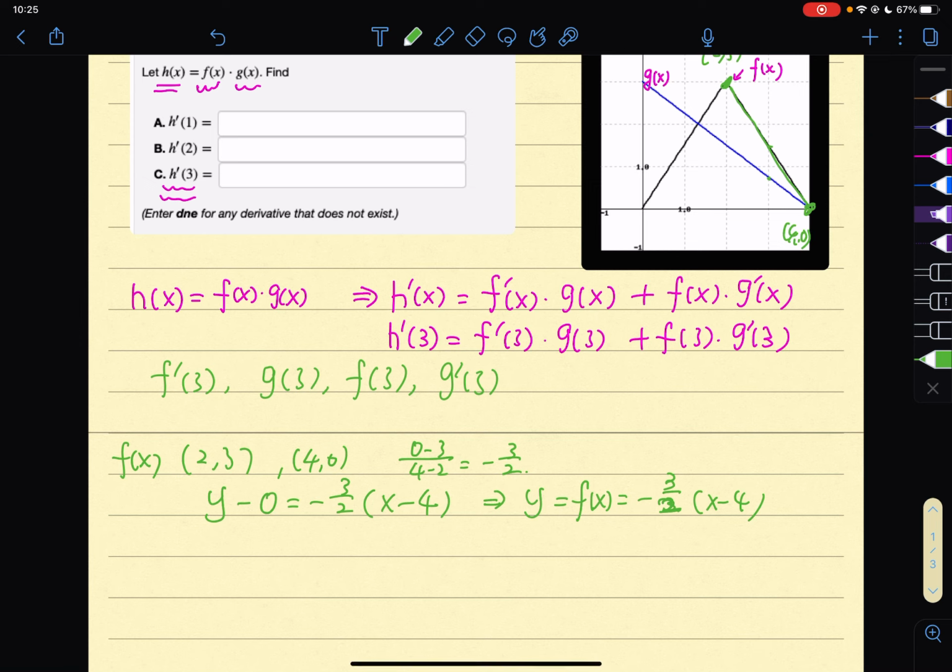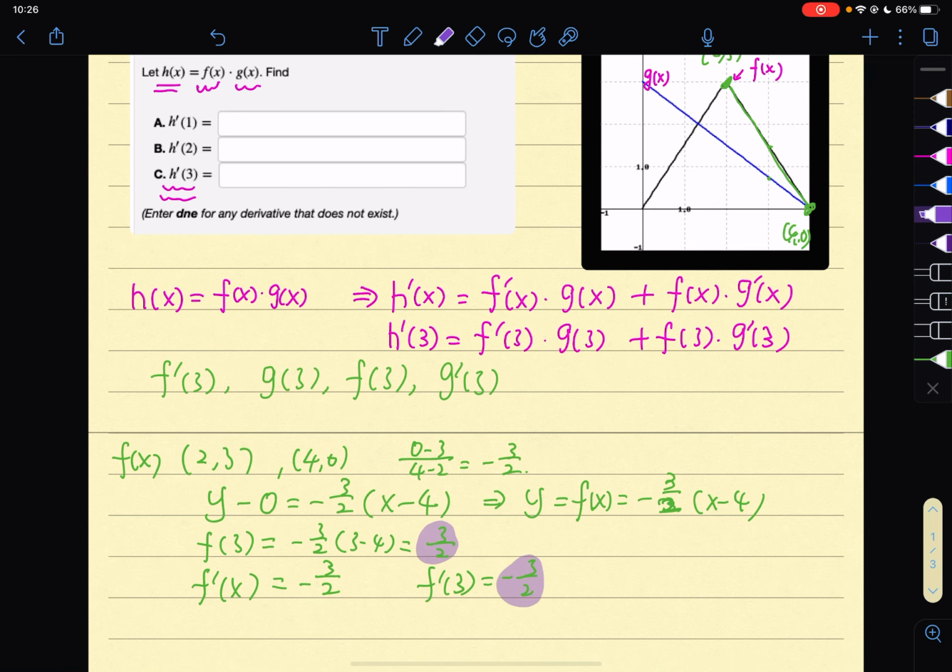So if you want to find f of 3, it's just a matter of substitution. You end up with 3 over 2. And if you want to find the derivative of this function, which is essentially the slope of the line, it is negative 3 over 2, which is the same at every single point. So you got your f of 3, and you got your f prime of 3.